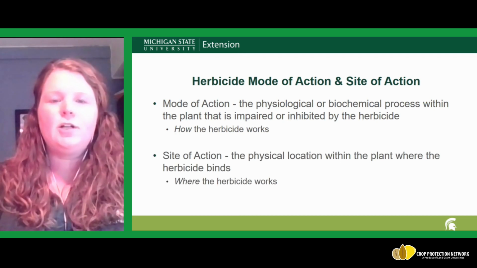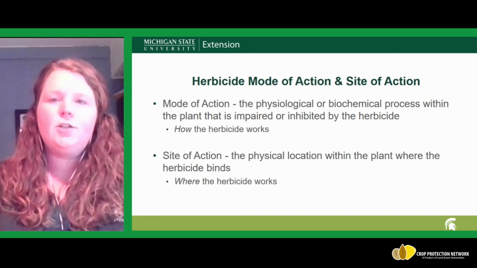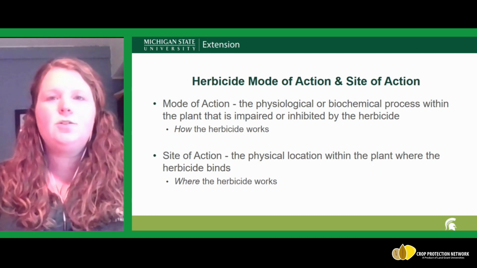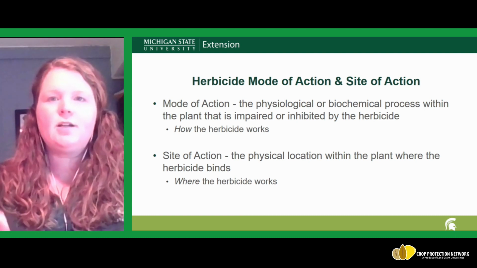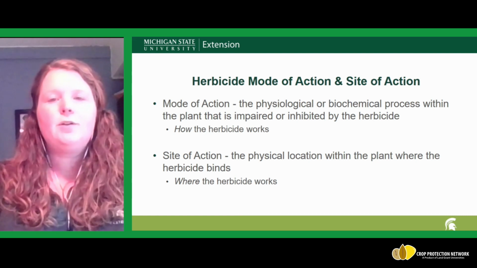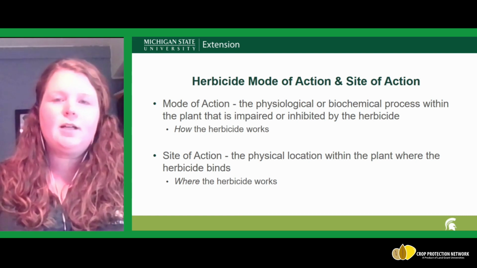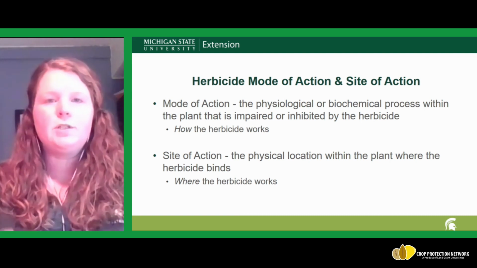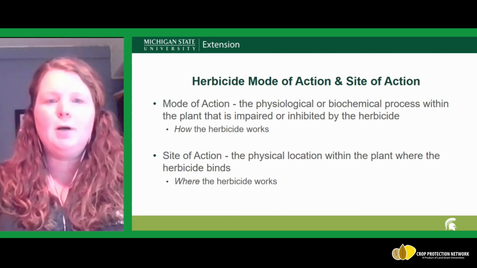Next is site of action. This is the physical location within the plant that the herbicide actually goes in and binds. So this is where the herbicide works. We know most of these fairly well for our different herbicides, the exact location that they go in and bind. And this is what we'll focus on when we're diagnosing our crop injury symptomology.